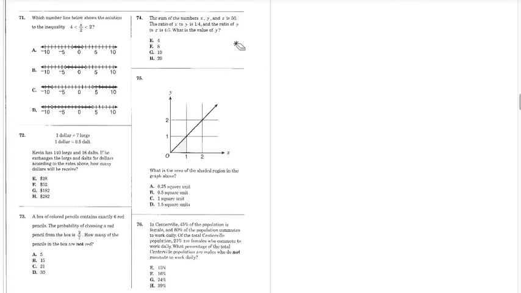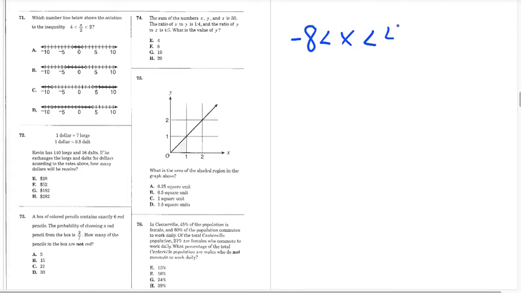Let's go down to 71. Alright, number line. So we can't have this fraction in our number line, so we're going to multiply everything by 2. So we end up with negative 4 is less than x. I'm sorry, this is going to be negative 8. We have to multiply everything times 2. So negative 4 less than x less than 4. Which one of these shows that? D. Alright, here's negative 8, and here's positive 4. So our answer is D.